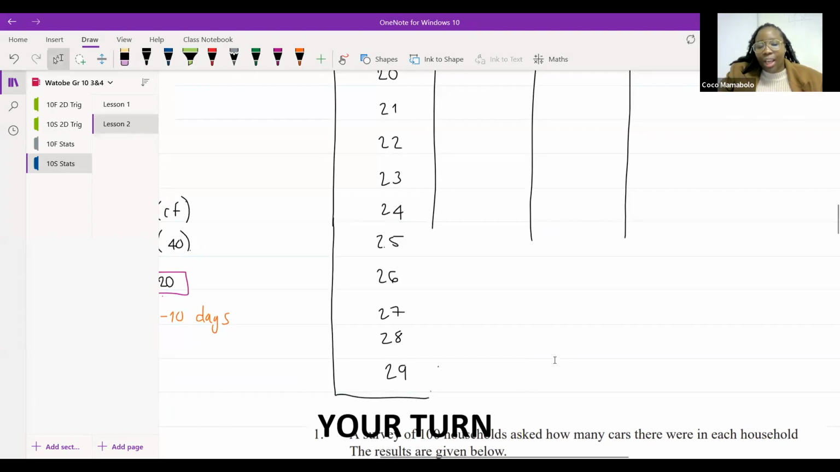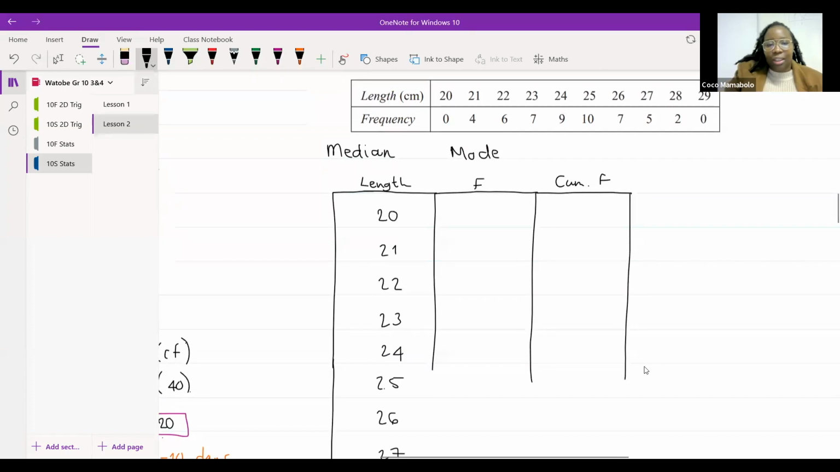This is way too long. I think I'm going to squeeze them into each there, 20 and 21. I think this would be better. Otherwise, we're going to be here all night. 22, 23, 24, 25, 26, 27, 28, and 29.